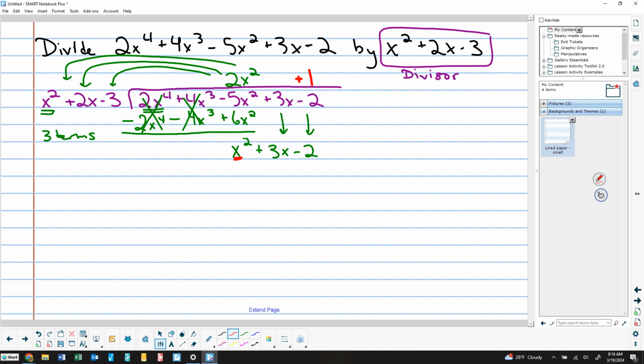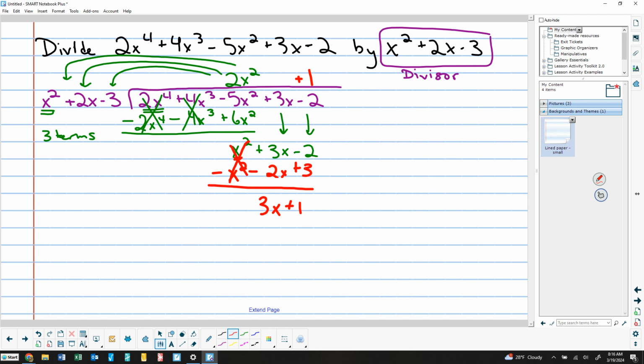Okay, so now I'm going to multiply the 1 times x squared and get x squared. The 1 times 2x to get a 2x, positive 2x. And the 1 times negative 3 to get a negative 3. Draw a line, change the signs, add down. So I have 3x plus 1.